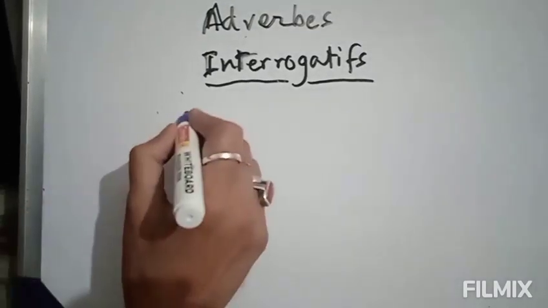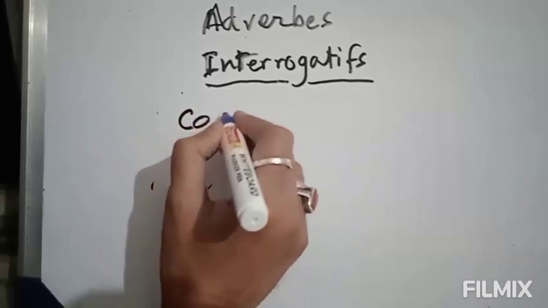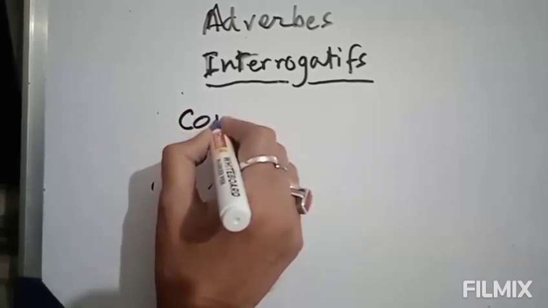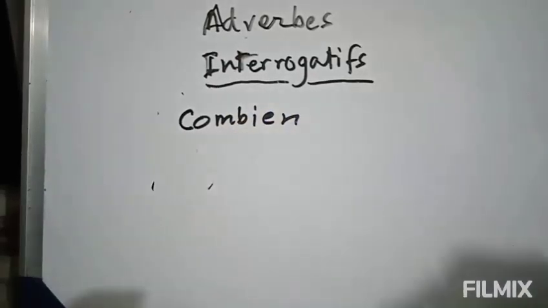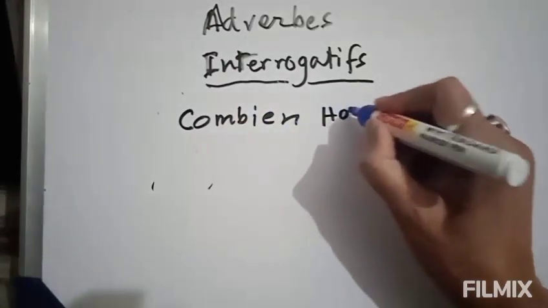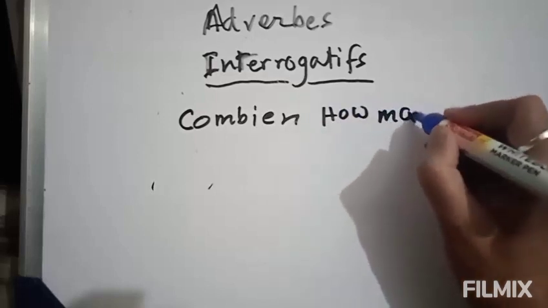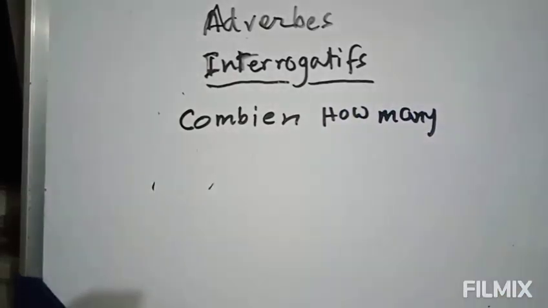Next interrogative element, interrogative adverb, is combien. Combien, the English meaning is how many. How many.